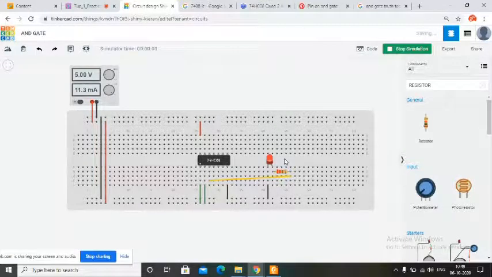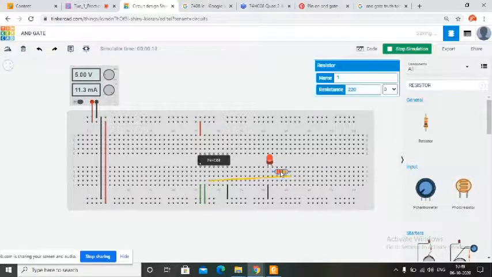And the other thing, why we have connected the resistance, because at this moment you can see at 5 volt it is giving me 11.3 milliampere, right? But suppose I delete this resistor. We have verified the entire truth table, so it is working perfectly.